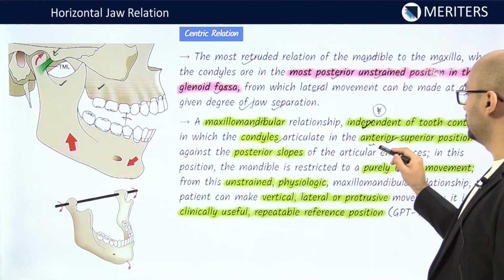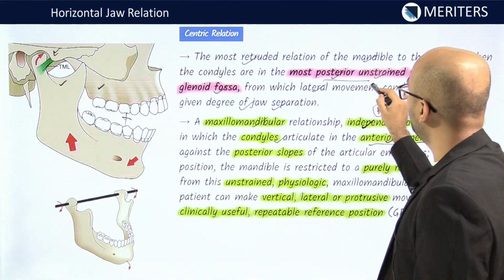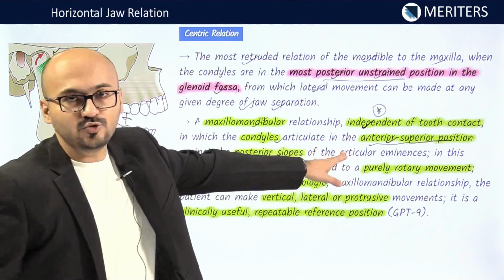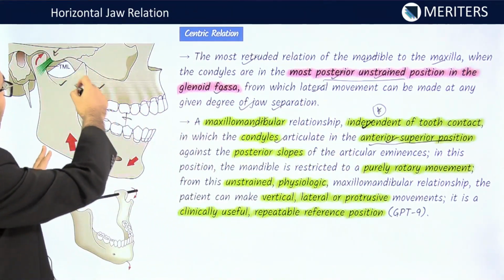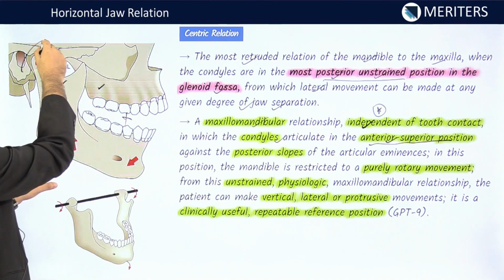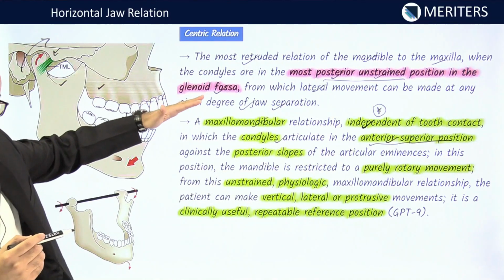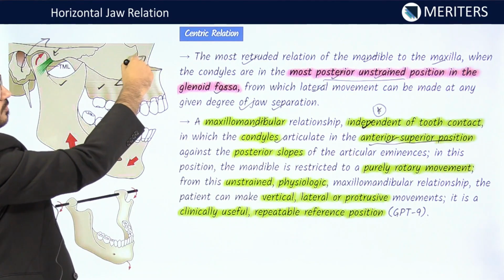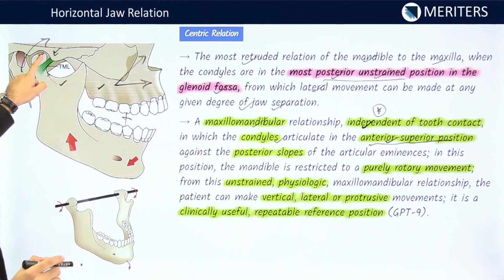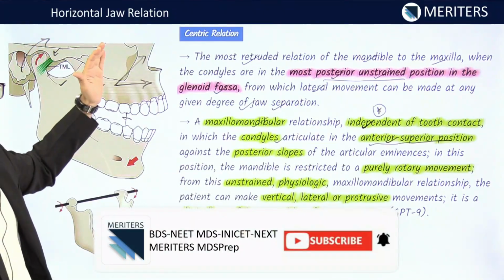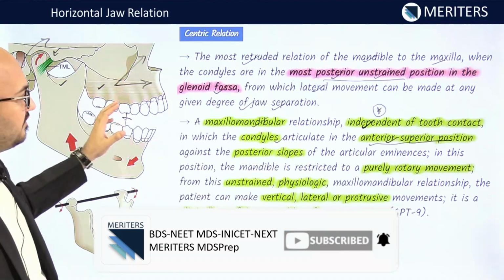Now this has changed here. Here we had the posterior unstrained position. In the lower definition, we have the anterior superior position. So what does it mean? If you look at the diagram here, the condyle is going anteriorly and superiorly. This is anterior and this is superior. So antero-superiorly, because the anatomy of the glenoid fossa is such that it is going to sit and lock itself in that kind of anatomy.